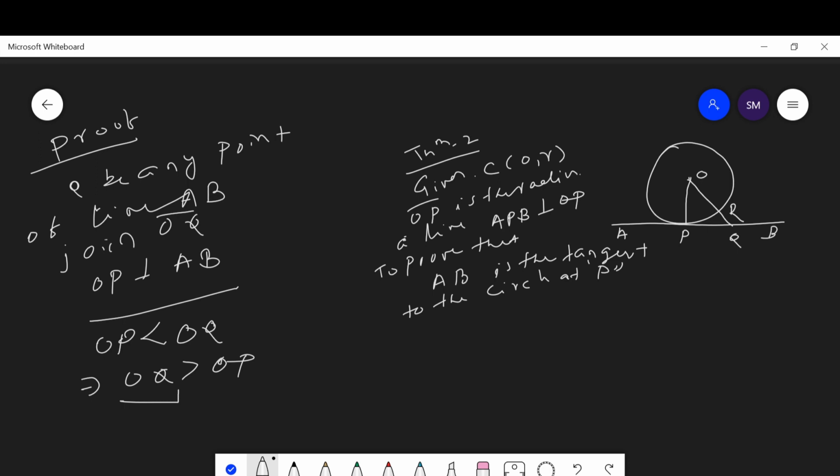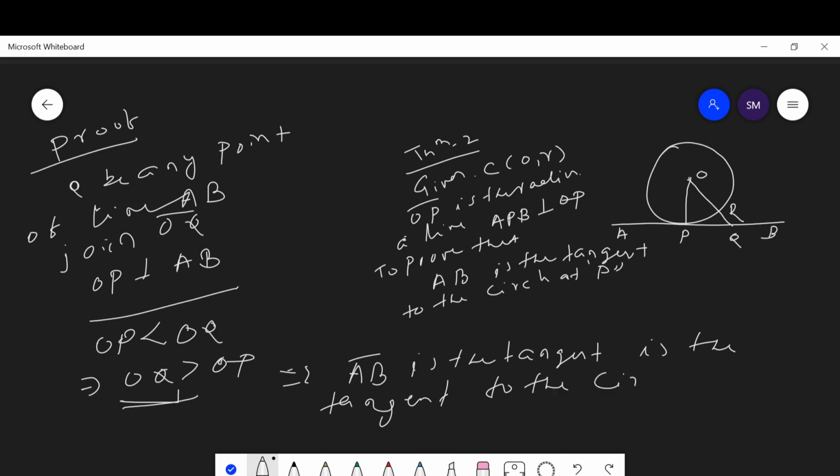Q always lies outside of the circle. This means AB is the tangent at the point P. Since Q lies outside the circle, this shows that AB is the tangent to the circle at the point P.